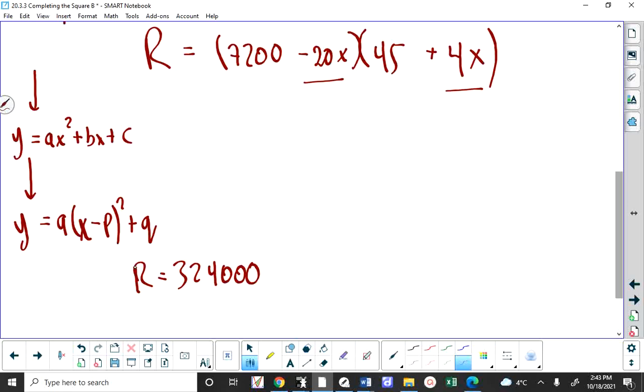Somebody help me out. Is that right? It's positive. Thank you, Ariana. Outer is 7,200 times 4x, which is positive 28,800x. Thank you for that. My inner is negative 20x times 45, which is, I believe, negative 900x. Seeing a few nods. And my last is negative 20x times 4x. Negative 20 times 4 is negative 80x squared.